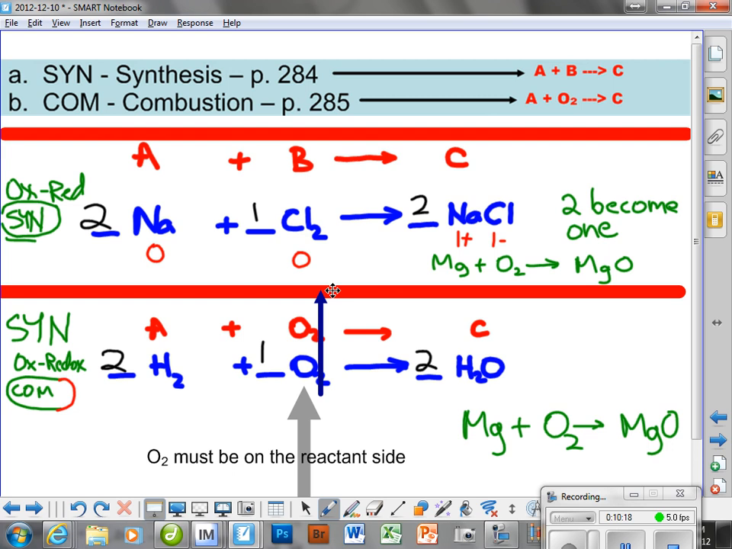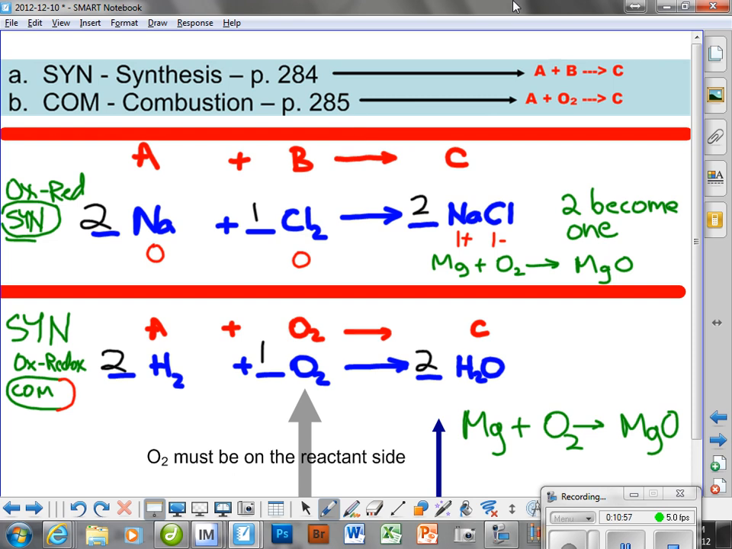Why is it that this equation, the first one that I showed for synthesis, is not combustion? Why is this equation not combustion? Anybody? What does it need to be able to be combustion? Oxygen. Yes, the oxygen, this guy right here. The O2 makes it a combustion reaction. That's the only reason we call it combustion.